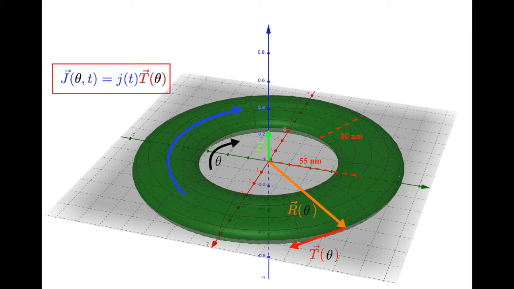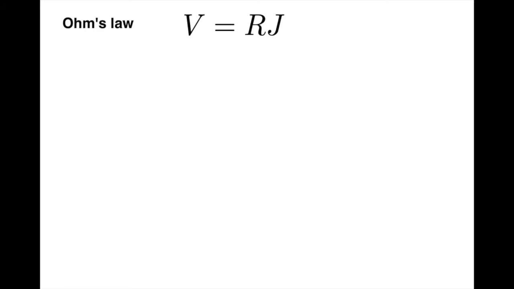Let's get to the nuts and bolts of our analysis. We recall Ohm's law, which says that the voltage in the material is proportional to the current via the resistance. However, inside an isotropic material, Ohm's law is the statement that the electric field is proportional to the current vector via a resistivity parameter typical of the material.